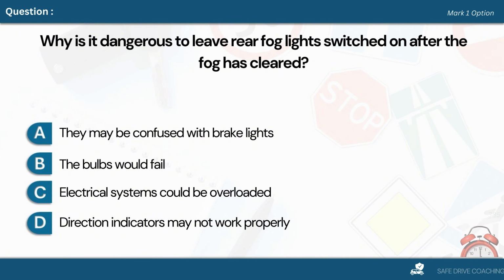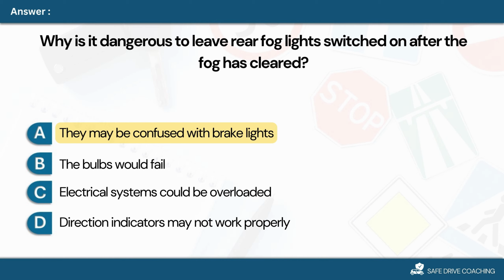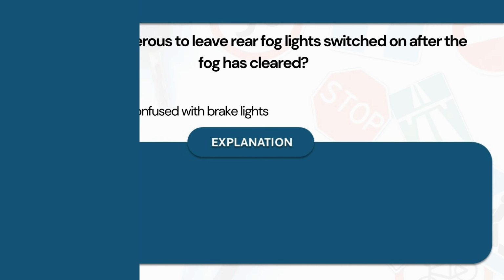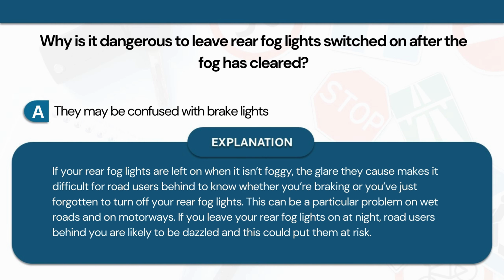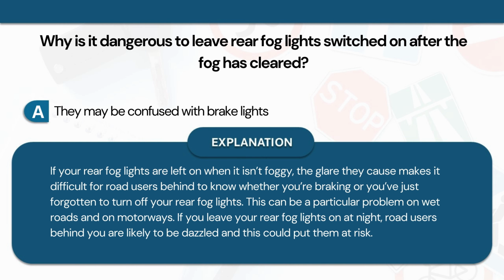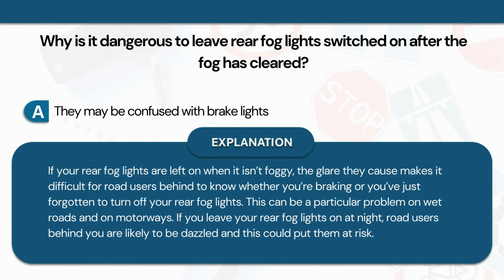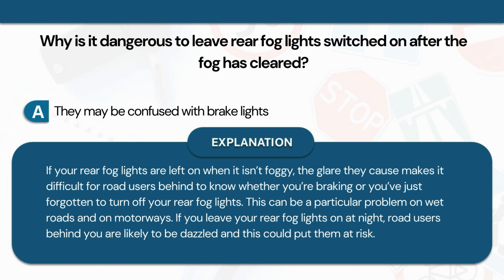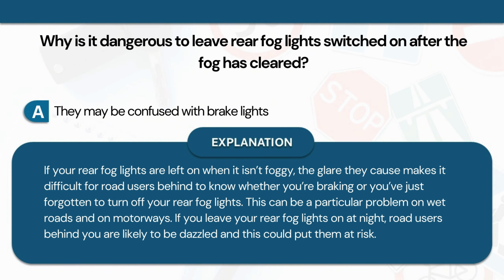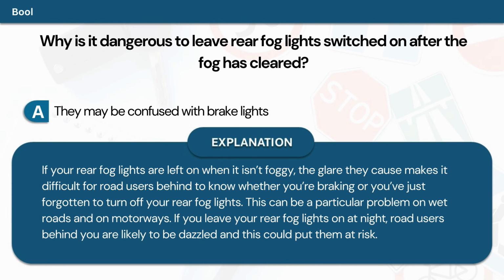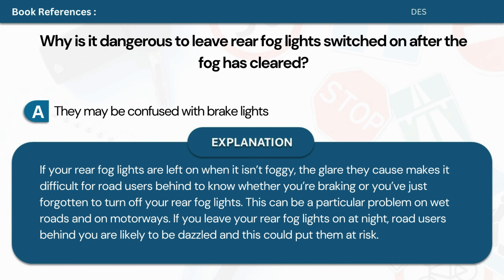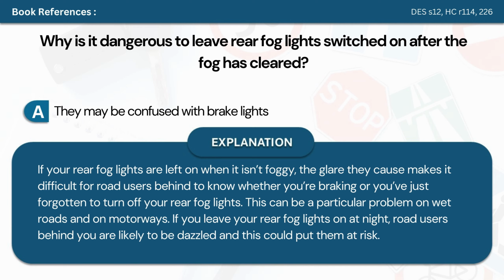The correct answer is A. They may be confused with brake lights. If your rear fog lights are left on when it isn't foggy, the glare they cause makes it difficult for road users behind to know whether you're braking or you've just forgotten to turn off your rear fog lights. This can be a particular problem on wet roads and on motorways.